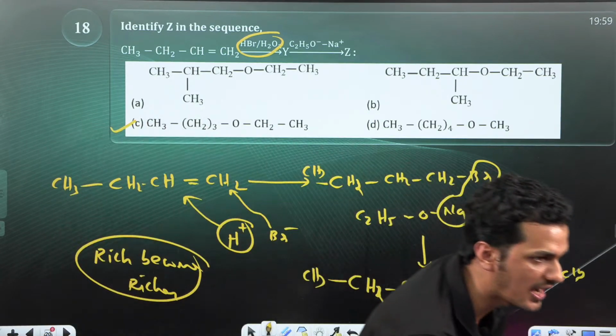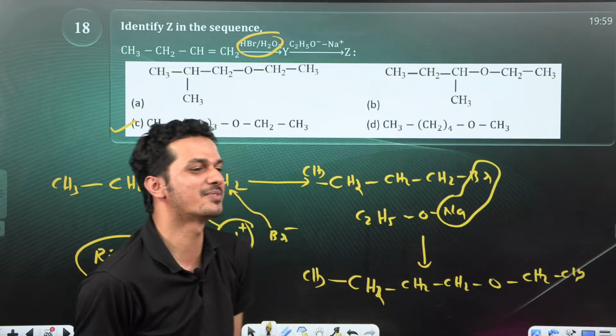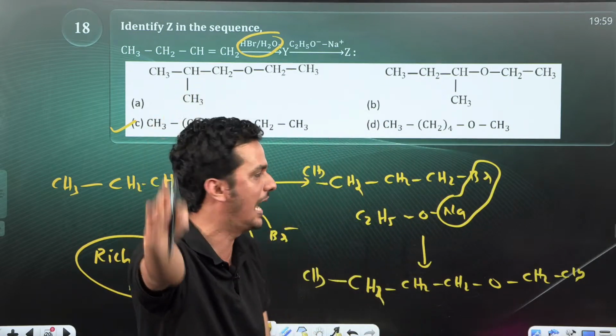Option C. Is it okay, guys? Is it okay, guys? Yeah. Williamson's ether synthesis. Yes. Great. Yes, Siddharth. Yes. That's it. Keep the spirit.